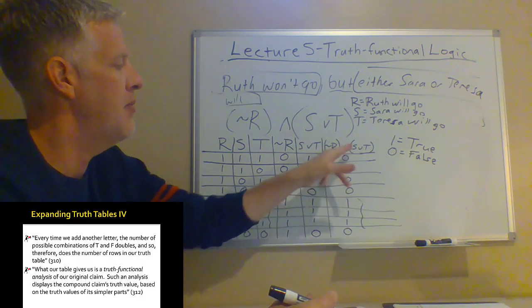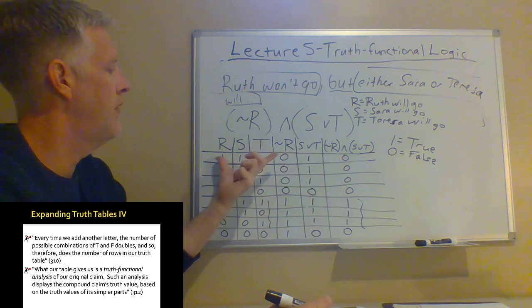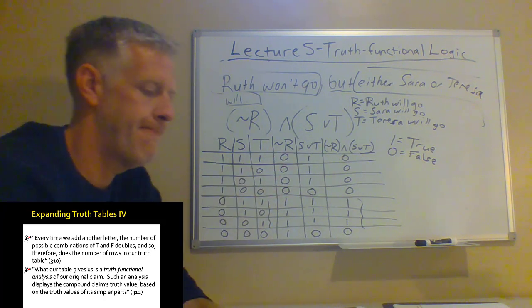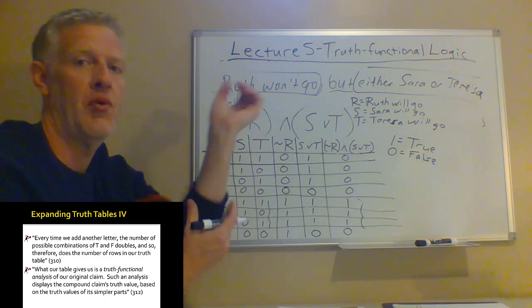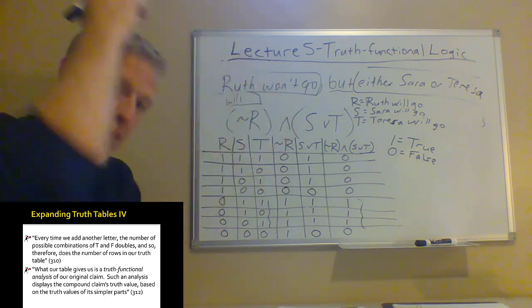Okay, so when is that going to be true? Well, it's going to depend on the truth value of these simpler parts. So that's the sense in which it's truth functional. What we're doing is truth functional, hence truth functional logic.